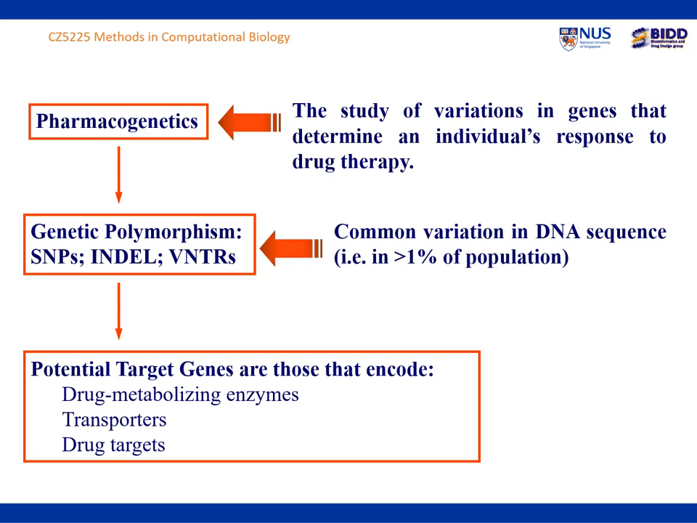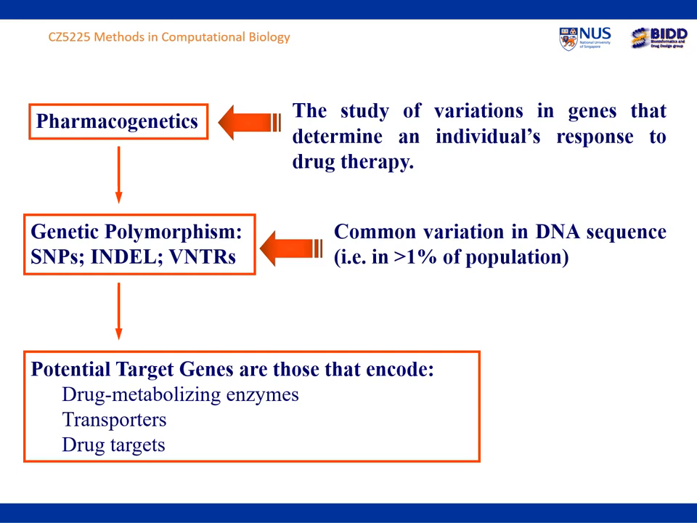As you can see here, pharmacogenetics is the study of variation in genes that determine an individual's response to drug therapy. But here we usually focus on a single gene. Now, what types of genetic variations do we study in pharmacogenetics? That is SNPs, indel variations, and VNTRs. Then we find the potential target genes, those that encode drug metabolizing enzymes.